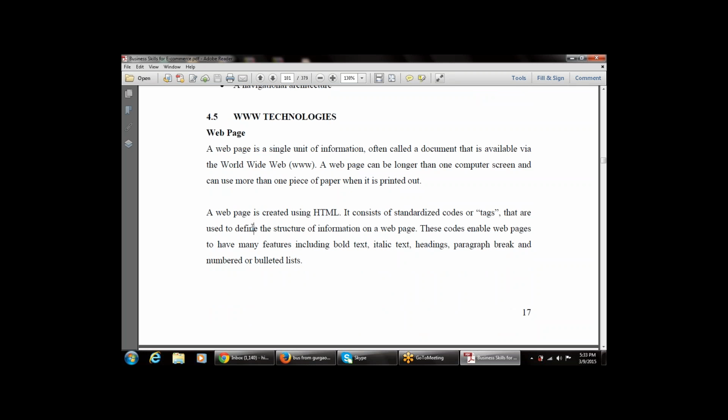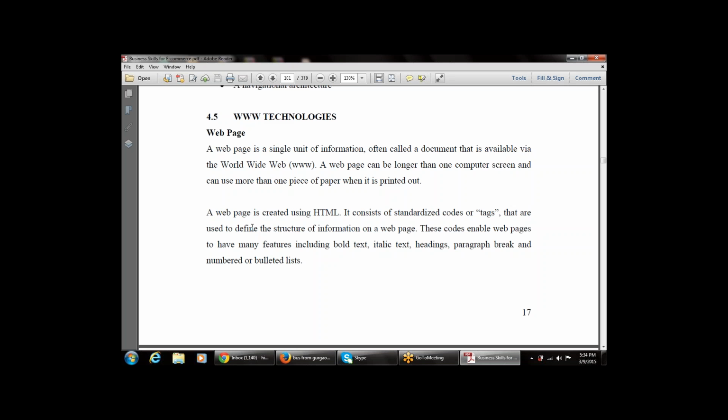A web page is created using HTML. As I told you, there is a language known as Hypertext Markup Language, that is HTML, that is used to create web pages. It consists of tags. HTML consists of tags that are used to define the structure of information on a web page. So pages are created with HTML by using the concept of tags. Tags are the major parts used to frame web pages and define the structure of information on any web page.